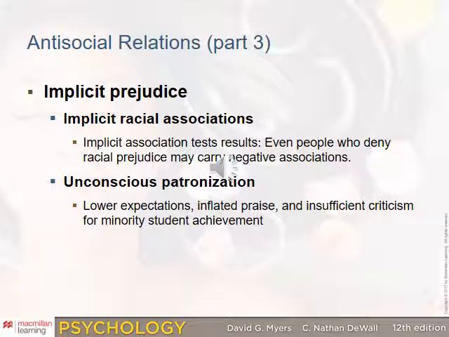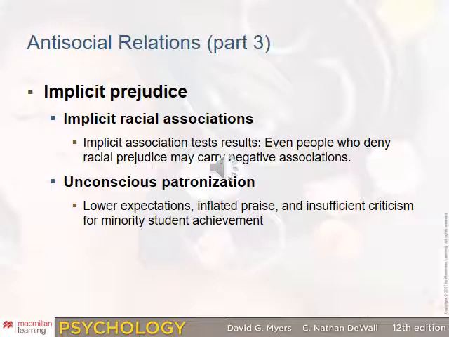Unconscious patronization is basically lower expectations, right? Inflated praise and insufficient criticism for minority students. An example of this was when a white university student was given a test to grade by a black student, and the white person gave markedly high ratings and never expressed harsh criticisms of the black student's writing, even if it was actually there. It's because at that point they had lower expectations anyway, so they didn't highlight the issues, which could probably have been easily corrected.